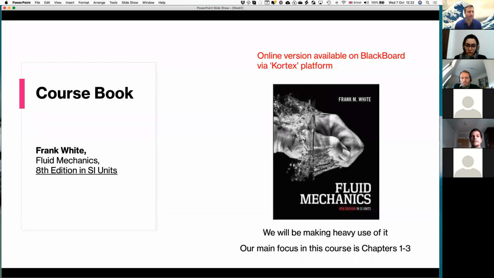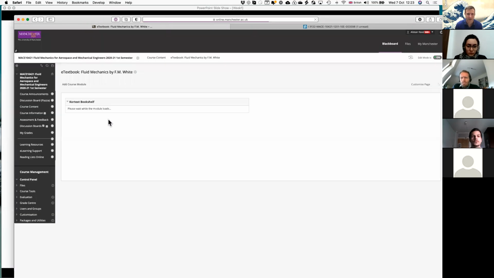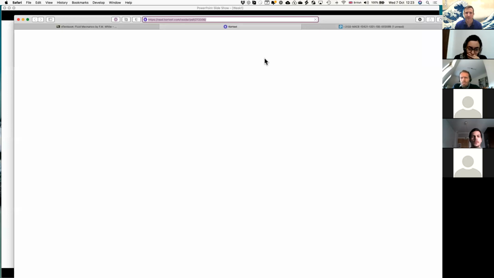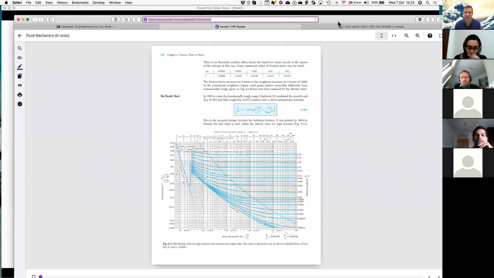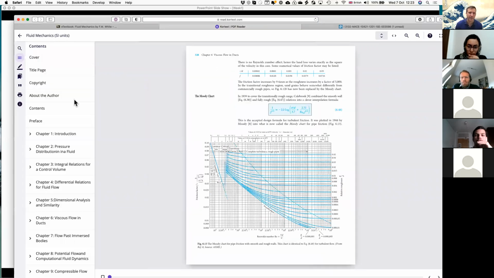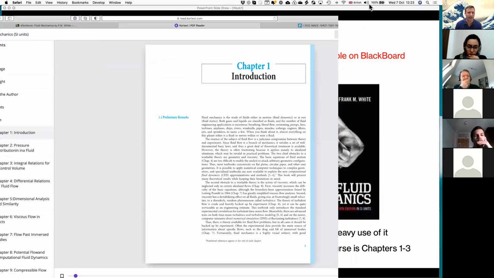Okay, so this is the book that we are using, and it's available on Blackboard. I just got Blackboard loaded up here, so all of you can go to the Blackboard page, and you're able to access it here via the Cortex website, which is a very nice way to access an ebook, and you're able to add annotations and notes to this, and this will stay with you throughout your degree. You can quickly jump to chapters and navigate the book like that.